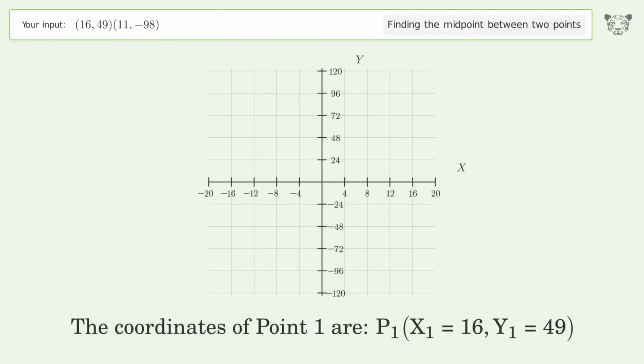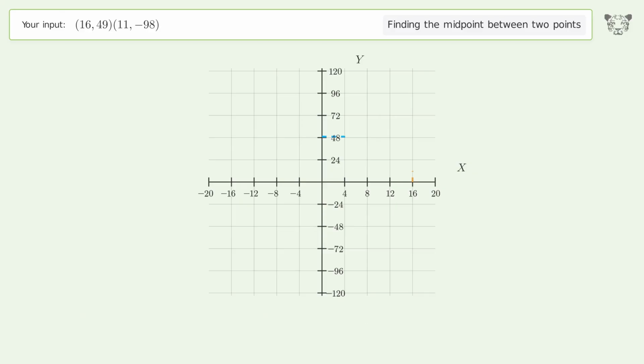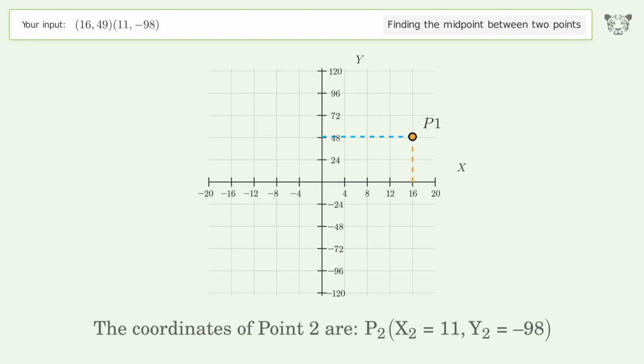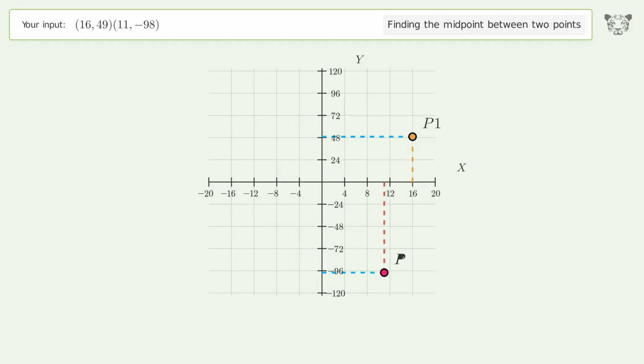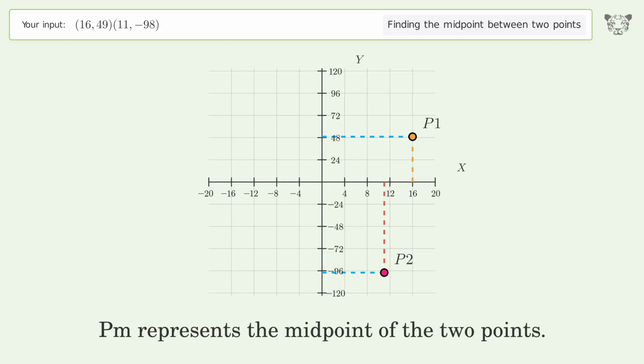The coordinates of point 1 are, x1 equals 16, y1 equals 49. The coordinates of point 2 are, x2 equals 11, y2 equals negative 98. PM represents the midpoint of the 2 points.